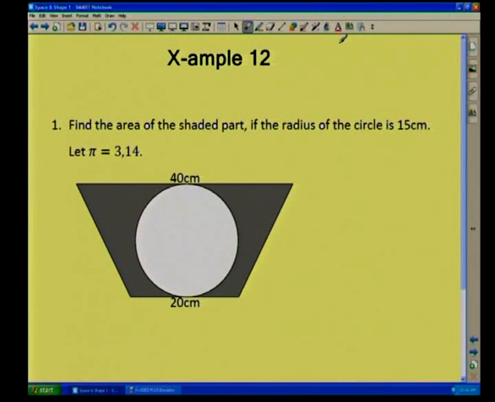Let's have a look at example 12. Now this is a more difficult shape. As you can see, it's a shape that you don't often see, and this is your trapezium.